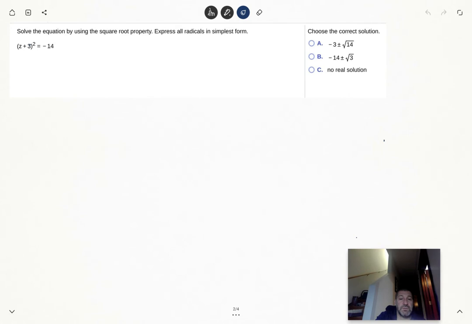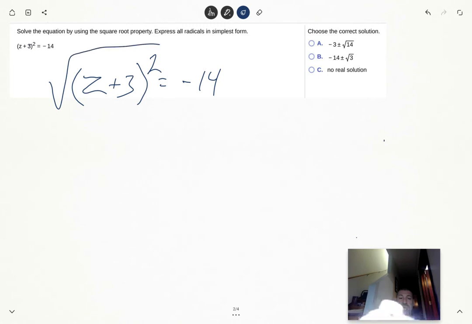All right, so this one, let's go ahead and take a look at it. This is going to be multiple choice. So it's z plus 3 squared. I'm going to solve this the same way. So the square root of both sides gives us z plus 3 on this side. But what is the square root of negative 14? There is no real number that we can multiply by itself to give us negative 14. So there is no real solution there.